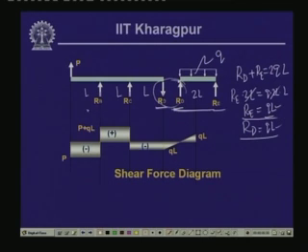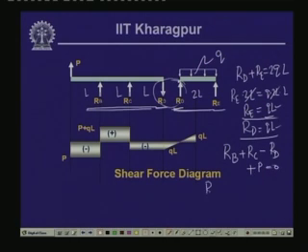Now, for the left segment, if you take the summation of vertical forces equal to 0, it will give you RB plus RC plus, since it is in the opposite direction, this is negative, so minus RD, and P also in the same direction, so plus P, this is equal to 0. So, this gives us that RB plus RC is equal to RD minus P, and RD we have seen as equal to QL. So, this is QL minus P.